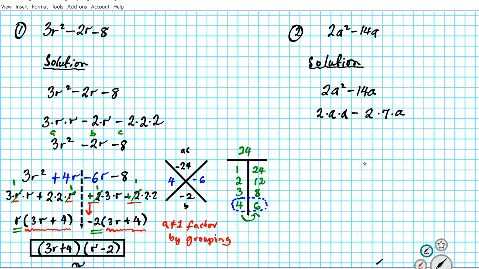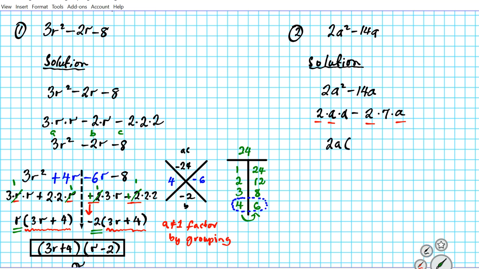Alrighty? So now we're going to ask ourselves, do we have anything common on the left and to the right side of the minus? If we look at the left and the right side of this minus right here, there are common factors that we can factor out. We have 2 and a 2 is common, and then we have a and a are common. So what we're going to do is factor out 2 times a, or just 2a, okay?